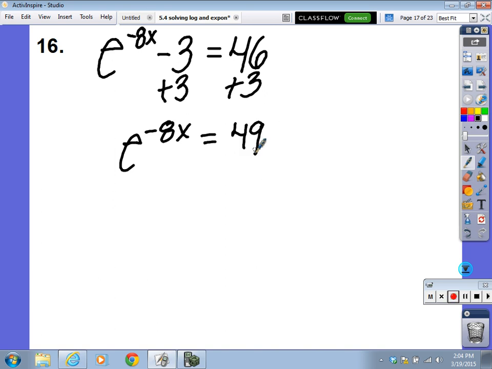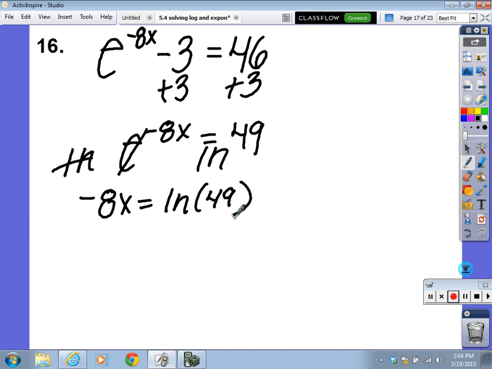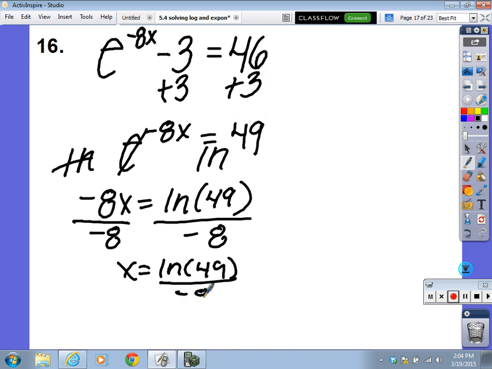Well, we're trying to solve for x. It's stuck in e, so we need to undo e. So we take the natural log of both sides. So then ln and e undo each other, and we have -8x is equal to the ln of 49. Then we'll divide both sides by -8. So I have x is equal to the ln of 49 divided by -8. X is equal to -0.486. Practice typing that in to make sure you get the same thing.